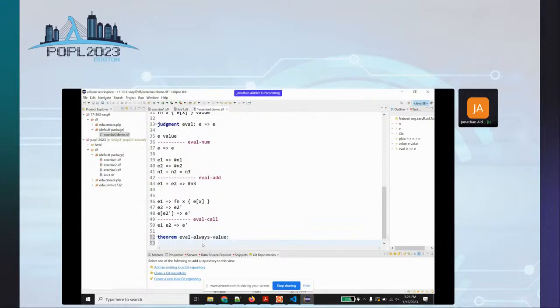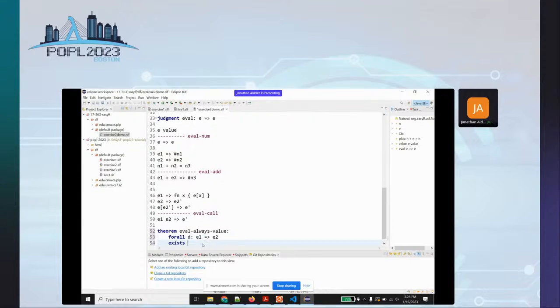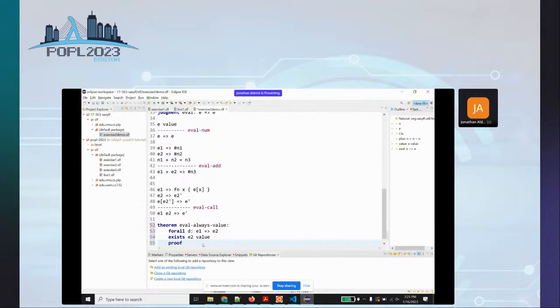Okay, so for all derivations E1 to E2, there should be a judgment that E2 is a value. That's how we show that we always produce a value. Okay, so proof. So how should we prove this?